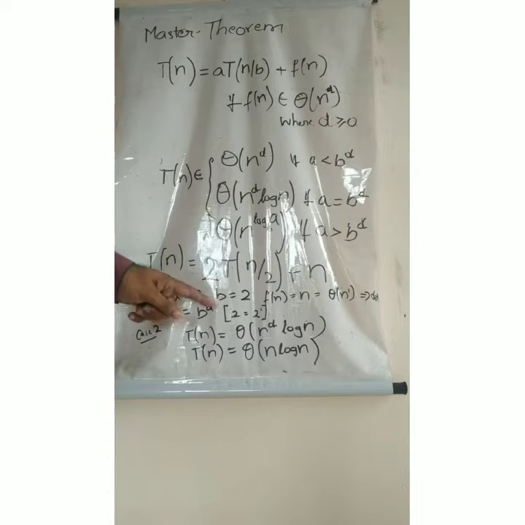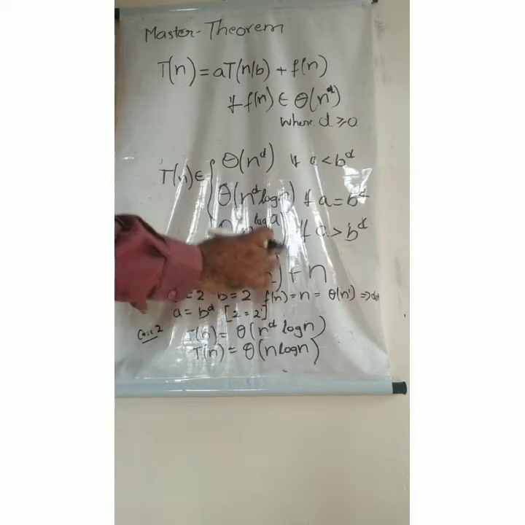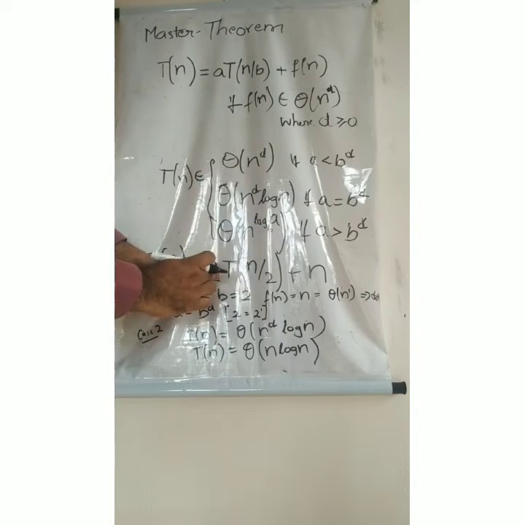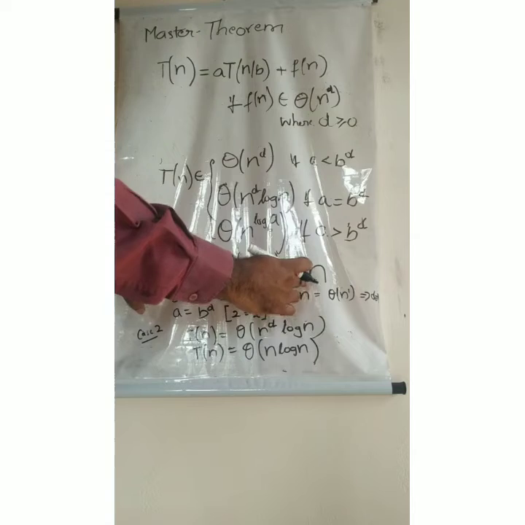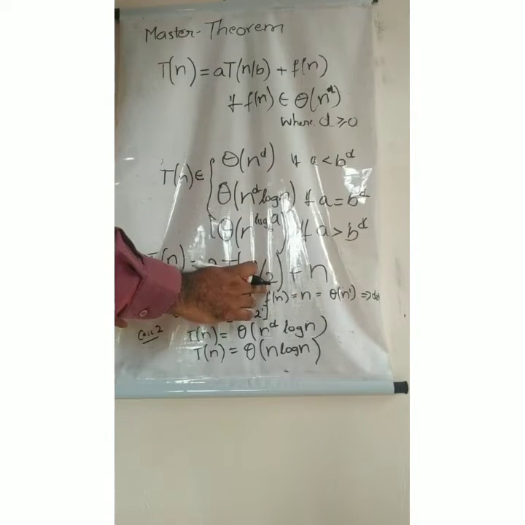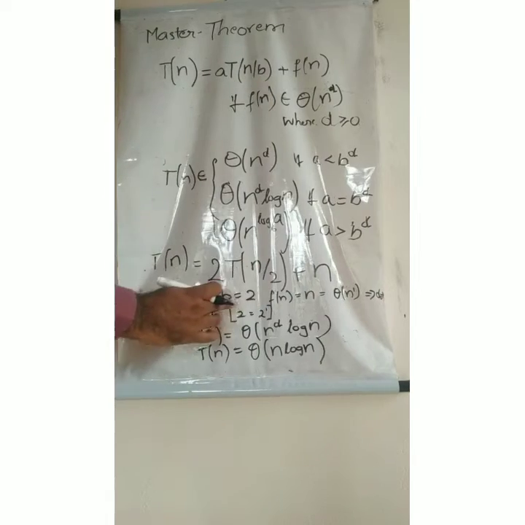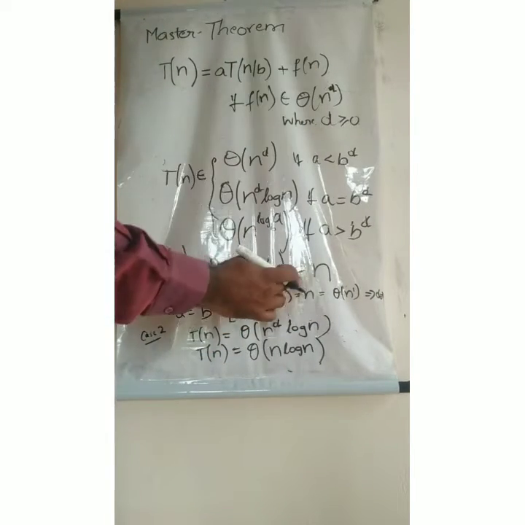Now equate this with respect to this equation. Here a into t of n by b plus f of n. So a is equal to 2, and this is n by b, so b is equal to 2, and f of n is equal to n.